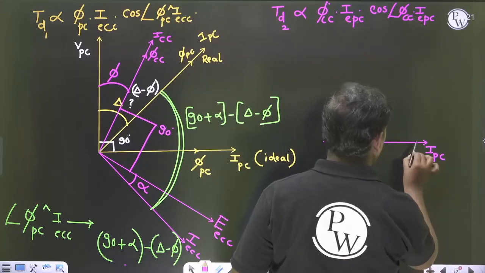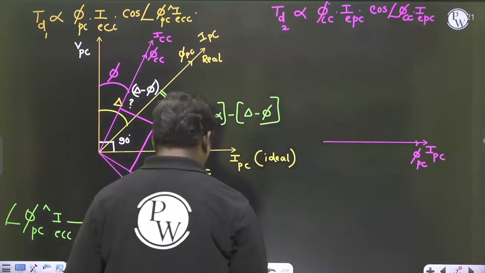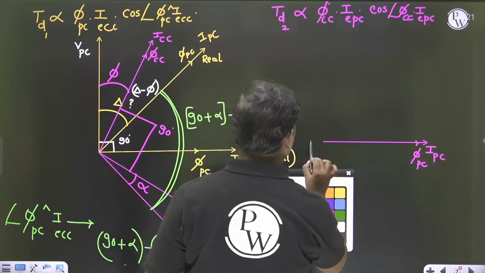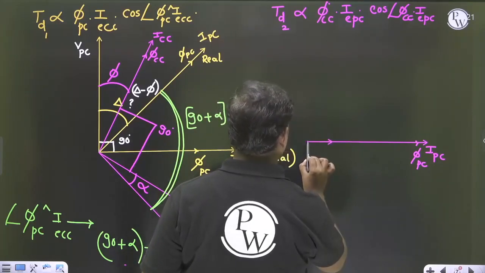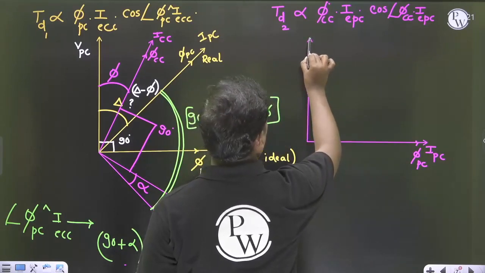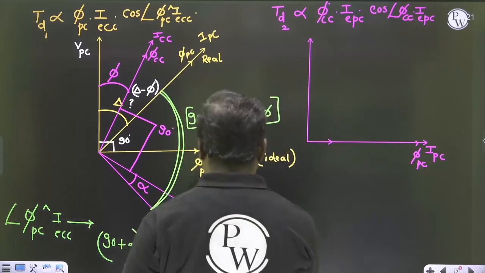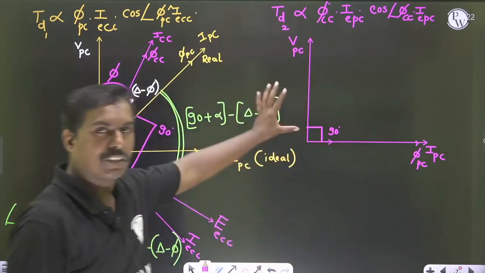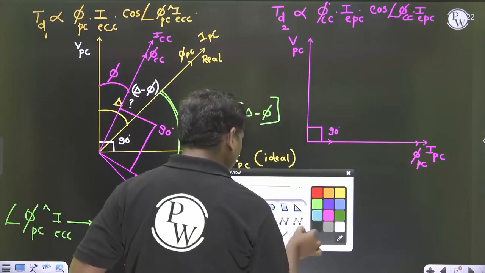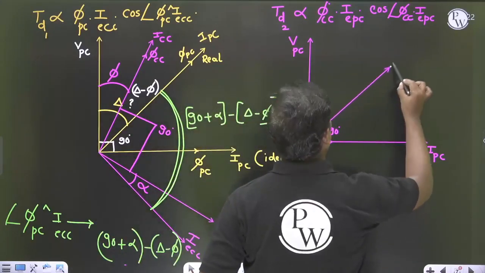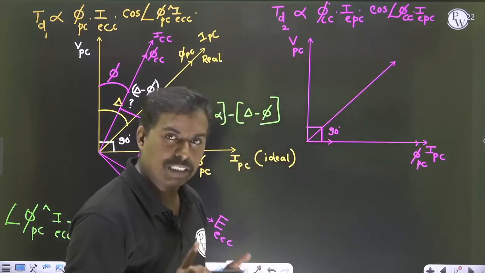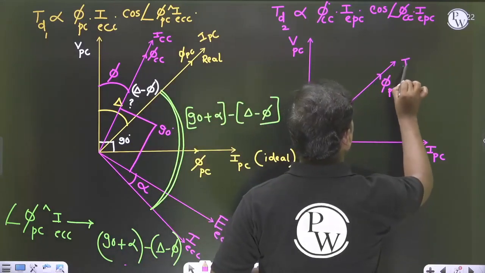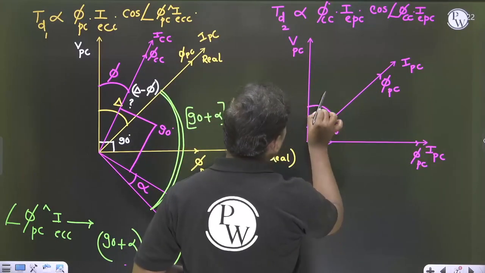IPC, and this is phi PC. Now if I check this particular angle, it is 90 degrees. So this is our V. Is it clearly visible now? Directions. But practically speaking, it cannot be like that. Practically speaking, it is like this, because the pressure coil is not purely inductive, it has resistance. So now this is our IPC and this particular angle is delta.